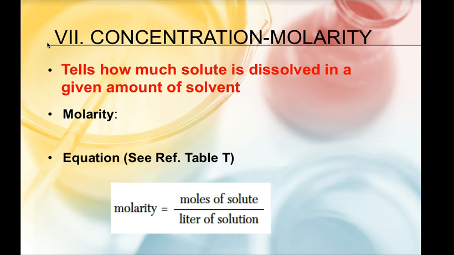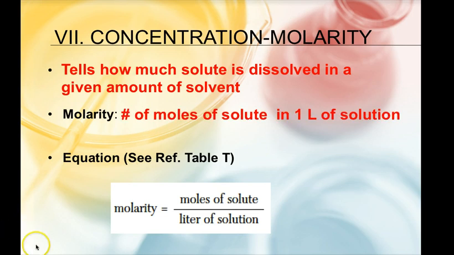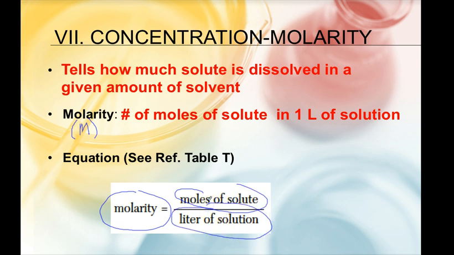Molarity is a number that tells you how much solute is dissolved in a given amount of solvent. It's basically the number of moles of solute per liter of solution. The symbol for molarity is a capital M, not to be confused with a small m, which could be considered mass or a bunch of different things. The formula for molarity is on Table T. It is the moles of solute over the liters of solution.